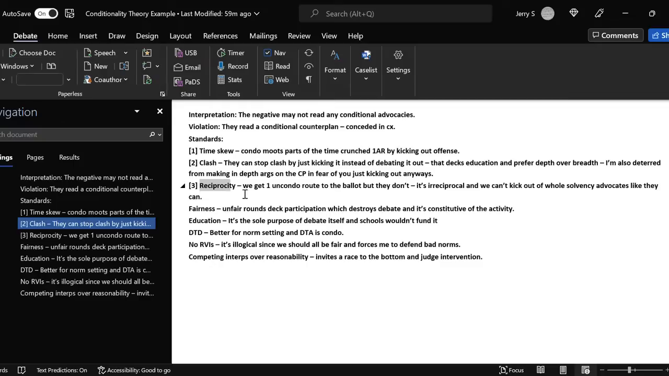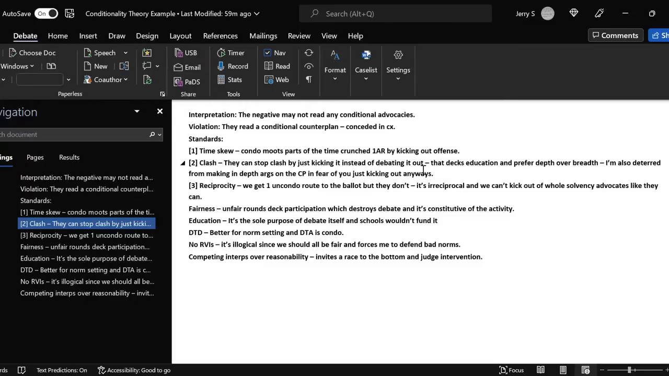Next is reciprocity, which is the third and last standard that we have here. It talks about how we get one unconditional route to the ballot, but they don't, and that it's irreciprocal since we cannot kick out of whole solvency advocates like they can. So this will look like, if the aff reads a plan, it's obviously unconditional. The AF is unconditional. You can't kick out of the AF entirely unless obviously you want to lose, or maybe in special circumstances you can.